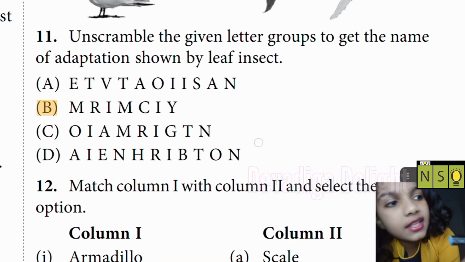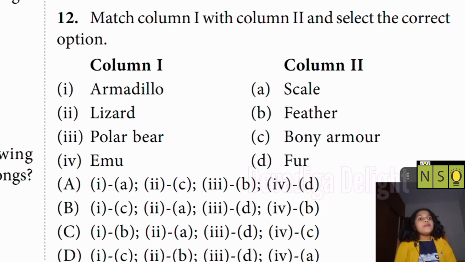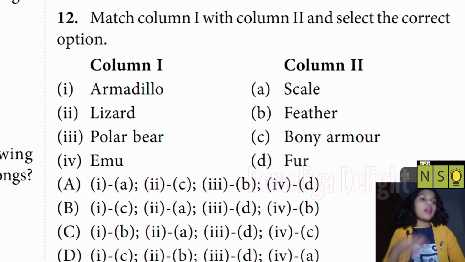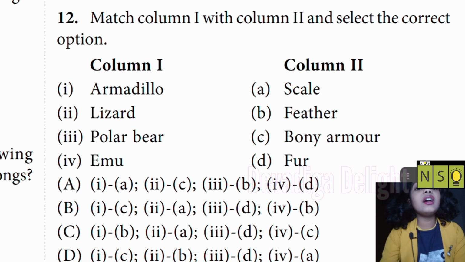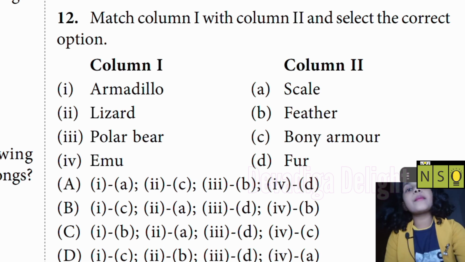Let's make it this. So yeah, match column 1 with column 2 and select the correct answer. So if you see here, in column 1 they have given armadillo, lizard, polar bear and emu. And in column 2 they have given their adaptation, which is a scale, a feather, a bony armor and fur. So now let's color match it.